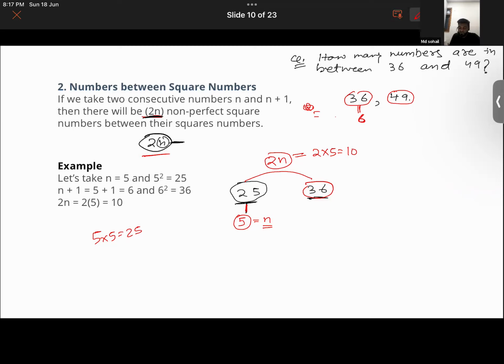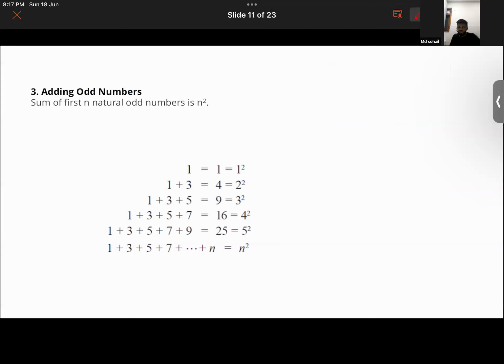So 6, you simply call it the value of n here. We know the formula to find out the numbers. It is 2n. So 2n means 2 multiplied by 6, and there are 12 numbers in between 36 and 49. You can actually count the numbers as well: 37, 38, 39, 40, up till 48, and there are a total of 12 numbers.